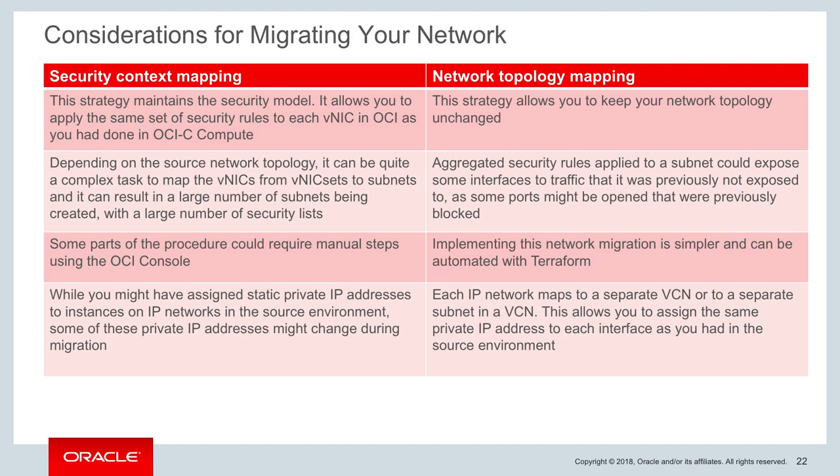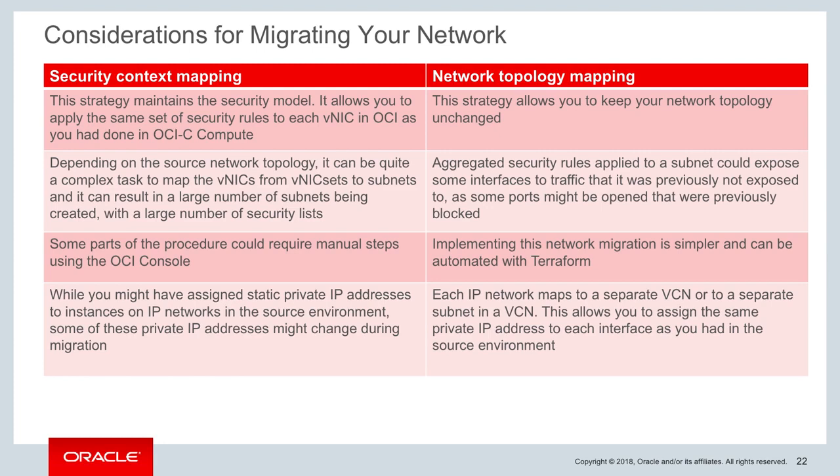And some parts of this procedure could require manual steps using the OCI console. One disadvantage of using the security context mapping is when you have assigned static private IP addresses to instances on IP networks in OCIC source environment, some of these private IP addresses might change during migration. However, if this is of importance for you, then you may want to go with network topology mapping because each IP network maps to a separate VCN in OCI or to a separate subnet in a VCN. And this will allow you to assign the same private IP address to each interface as you had in the source environment.